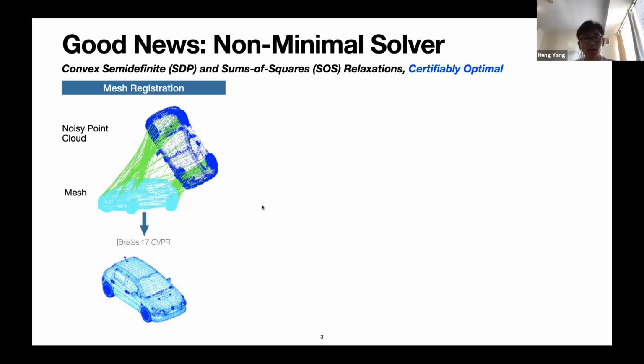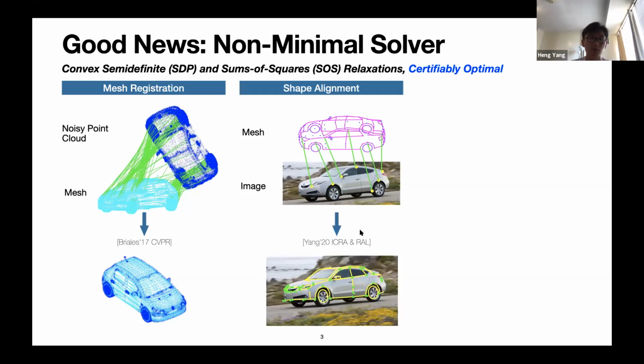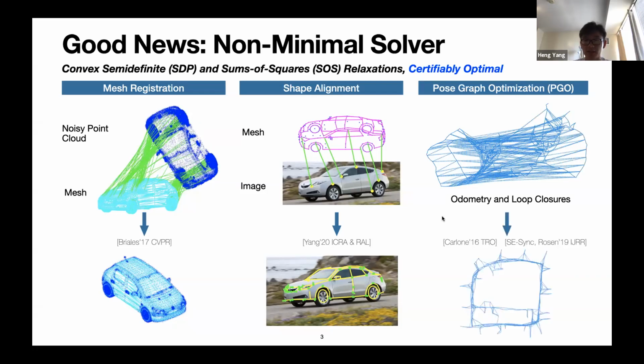Then we have shape alignment, where we are still given a mesh, but now the observation is in 2D, which is just a 2D image of the 3D mesh. We're trying to figure out the optimal camera pose when observing the 2D image. In this year's ECCV, we proposed a sum of squares based relaxation solver that can compute the globally optimal camera pose. And eventually in pose graph optimization, which is the example that Luca helped us walk through in great detail, the famous SE-Sync solver can compute the globally optimal pose graph.